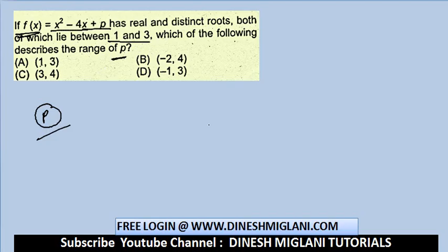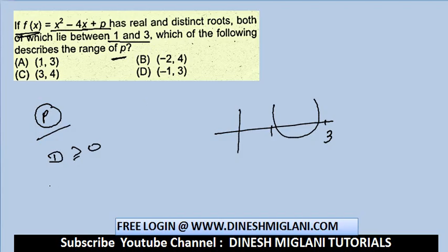Now just try to understand. Suppose x square, it should be in this way. Both roots lie between 1 and 3, right? So one thing, since roots are real and distinct, D is more than 0. So b square minus 4ac is more than 0. So I can say 16 is more than 4p, right? p has to be less than 4. So one result we have, p is less than 4.